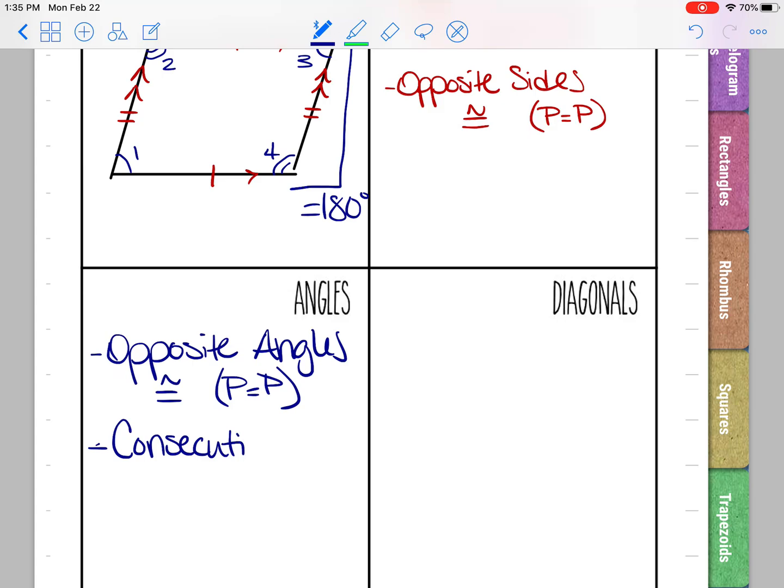We'll write that down. And go ahead in parentheses, let's put our equation that we know for supplementary. So part plus part equals 180.